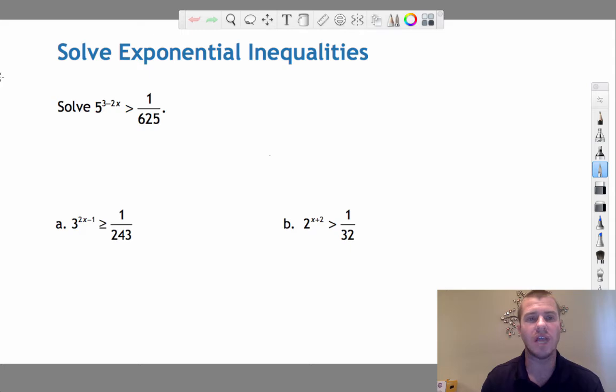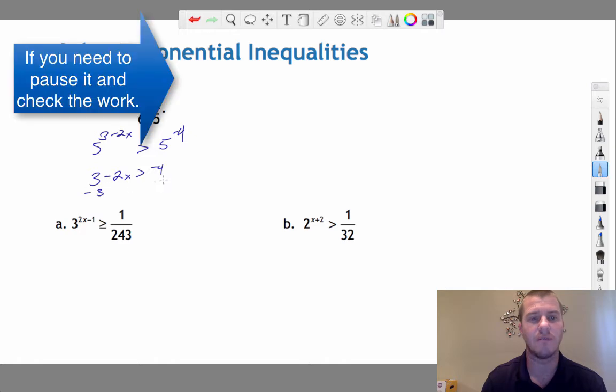And what I want you to understand is, see how this base is 5? I can't get that to be any other base. So that's going to stay 5 raised to the 3 minus 2x. I need this to become a base of 5. Well, because it's in the denominator, you need to understand that then the exponent is going to be a negative. So I have negative, and 5 raised to the third is 125. It's going to be 5 raised to the negative 4th. Okay, so then 3 minus 2x has to be greater than negative 4, and you're solving from there.